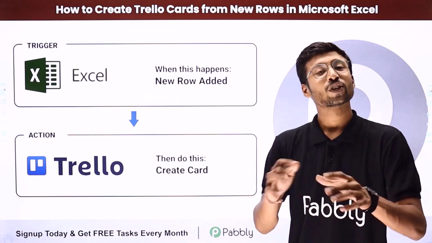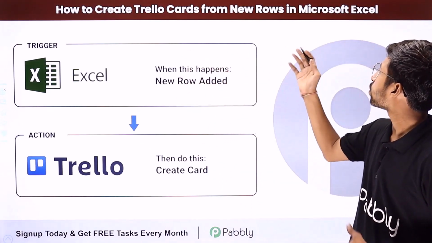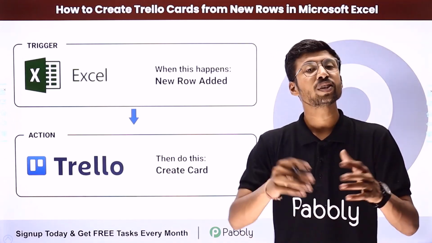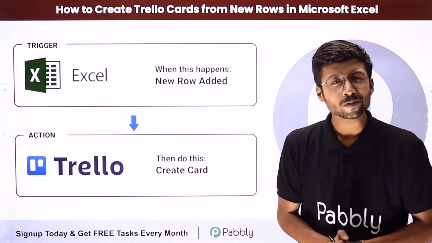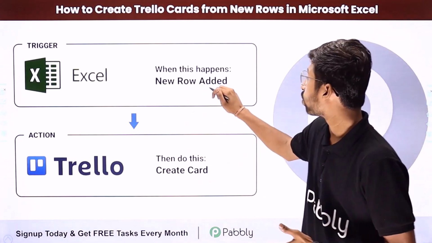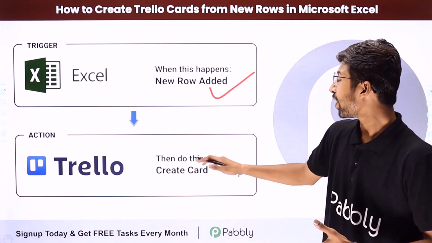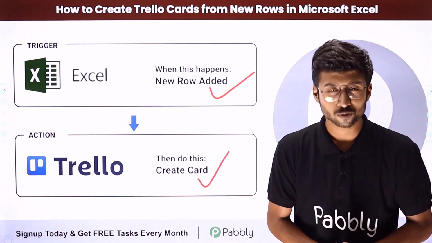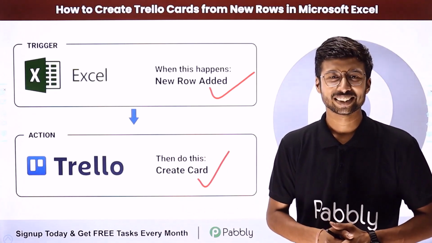Thank you. So in this video, we will learn how to create Trello cards from new rows in Microsoft Excel. Now guys, using the automation which we are going to create, you can automatically create new cards in Trello. The trigger of this automation will be the addition of a new row, a new data entry in Microsoft Excel, and the action will be the creation of a card in Trello. Now guys, how are you going to set up this automation for yourself? To know this, you have to come with me to my screen.